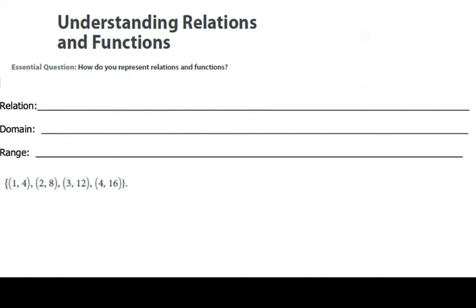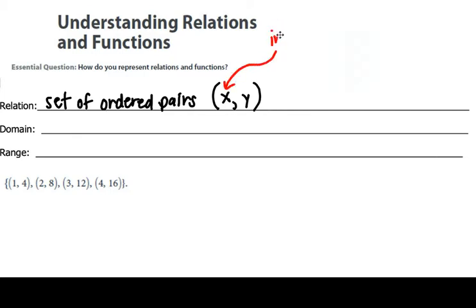In this video, we're going to talk about relations and functions. A relation is when you have a set of ordered pairs. Ordered pairs are written in the form parentheses x, comma, y. X is the input. So the x values are the inputs and the y values are the outputs.